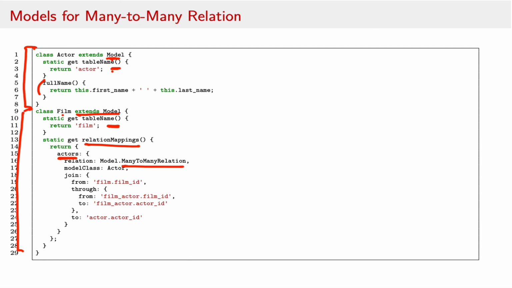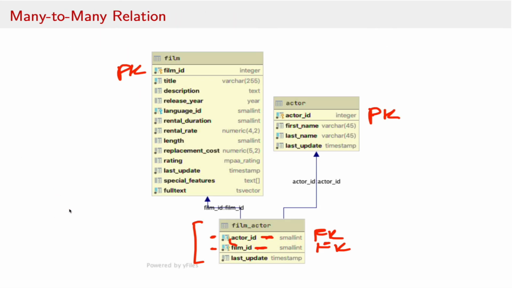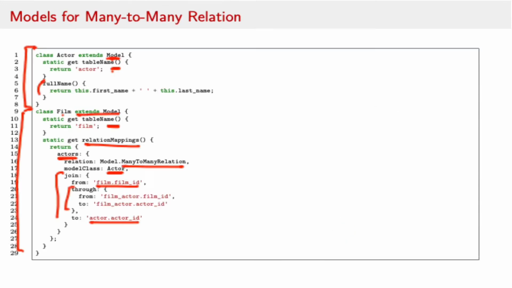We have to tell it that we're going to fetch information from the actor class, and then the join gets a little bit more elaborate here. In the previous examples, the join only had to specify the foreign key on one side and the primary key on the other side. Here, because we've got 3 tables involved, we need to not only specify the keys on the from side, the film's film ID, and the to side, the actor's actor ID, but this additional attribute here called through is what we're going to use to specify information about this table that we're going to go through in order to be able to connect films to actors.